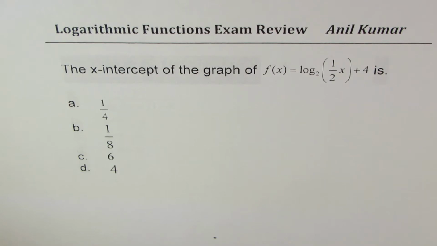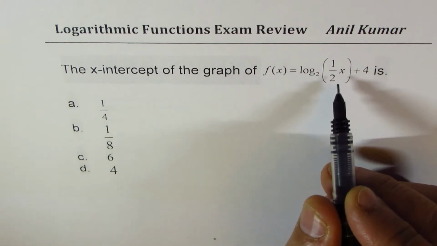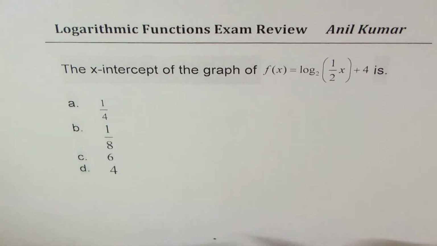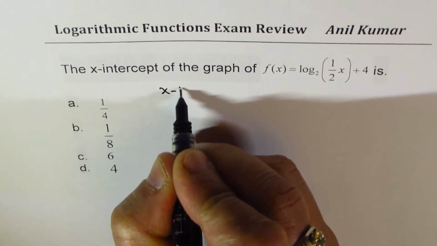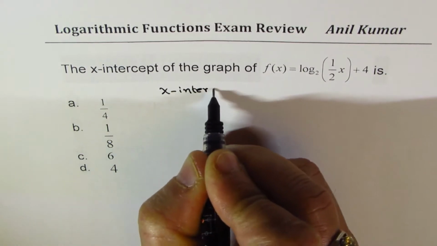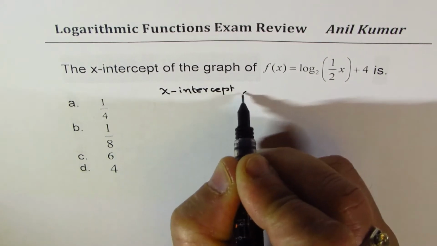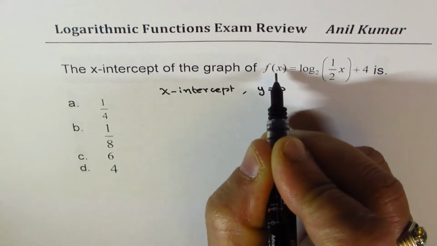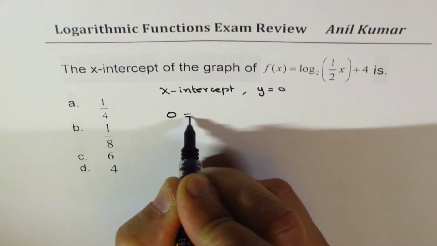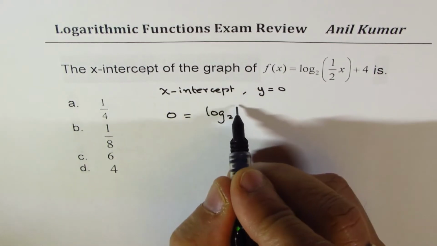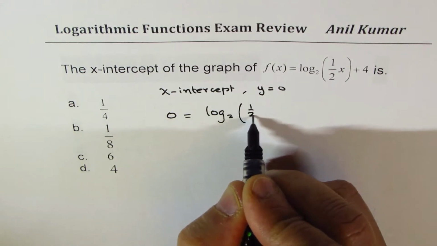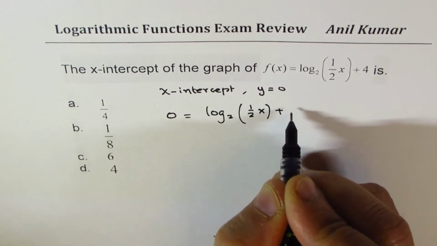The first question here is, the x-intercept of the graph of log to the base 2 of (half of x) plus 4 is what? So x-intercept means y equals 0, that is f of x equals 0. So let's figure it out. For most of these questions, you don't need a calculator, so try to do them without a calculator.